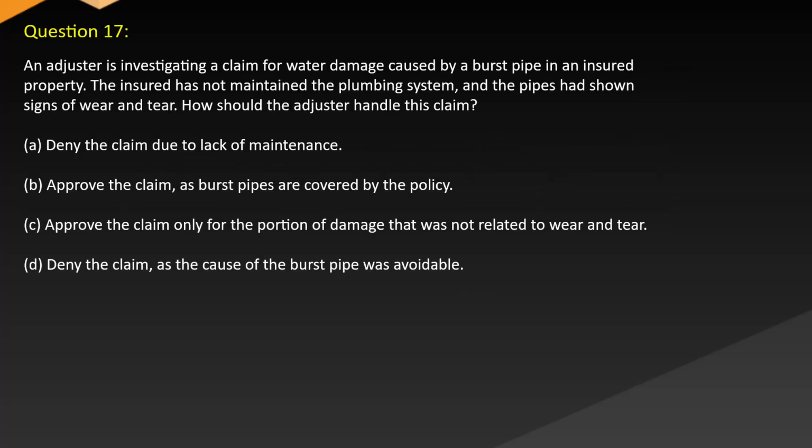Question 17. An adjuster is investigating a claim for water damage caused by a burst pipe in an insured property. The insured has not maintained the plumbing system and the pipes had shown signs of wear and tear. How should the adjuster handle this claim? A. Deny the claim due to lack of maintenance. B. Approve the claim, as burst pipes are covered by the policy. C. Approve the claim only for the portion of damage that was not related to wear and tear. D. Deny the claim, as the cause of the burst pipe was avoidable.